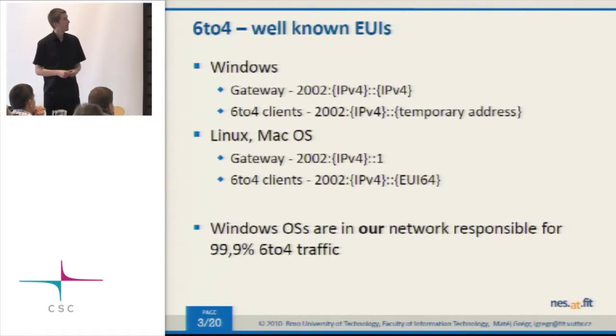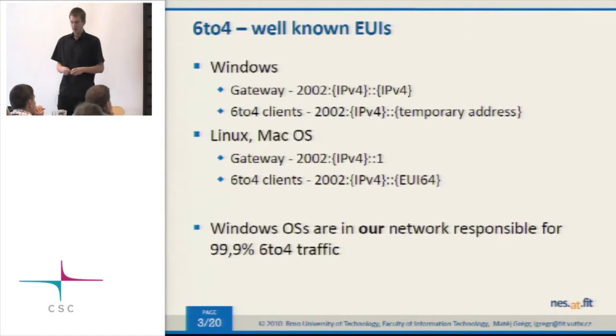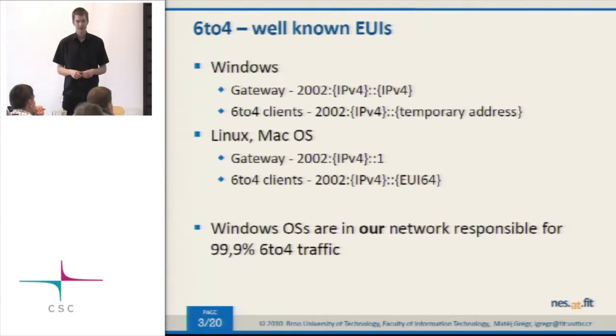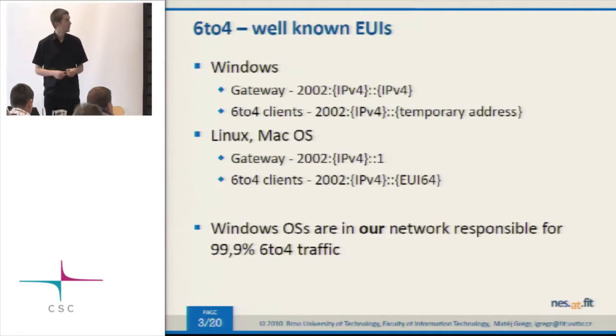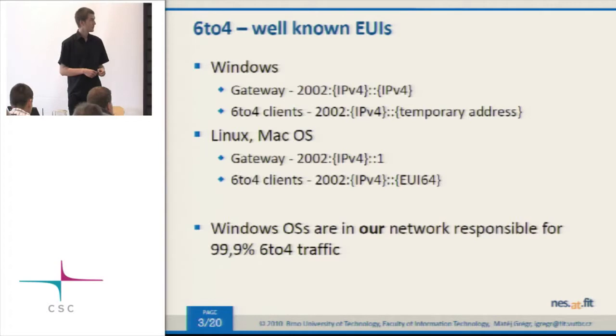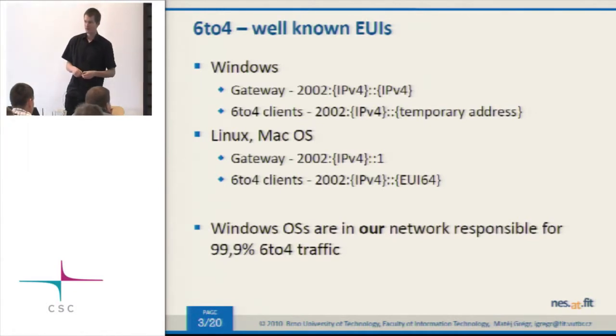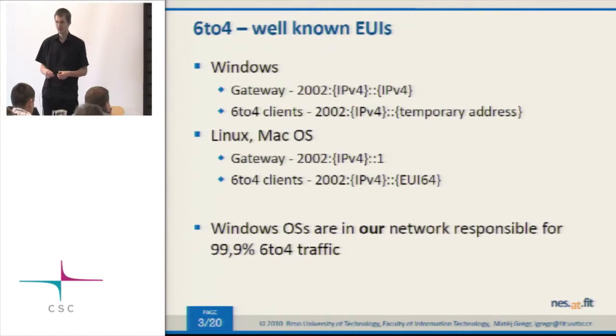If Windows acts as a gateway, the IPv4 address is in the last 32 bits. If it acts as a client, it generates an EUI as usual with privacy extension, so a temporary address. If Linux or macOS use 6to4, the gateway is ::1, and clients usually use EUI-64. In our network, Windows is responsible for almost the whole traffic because macOS is not so widespread in students' dormitories.